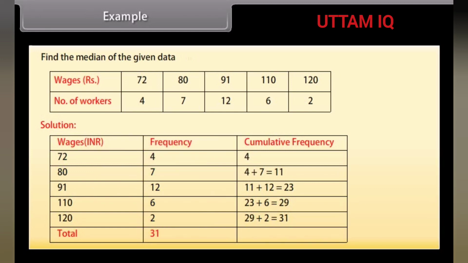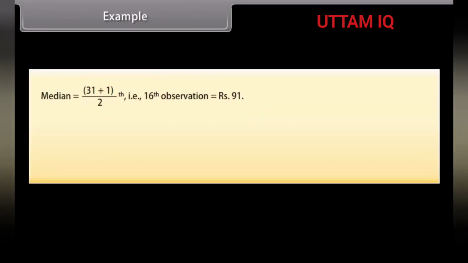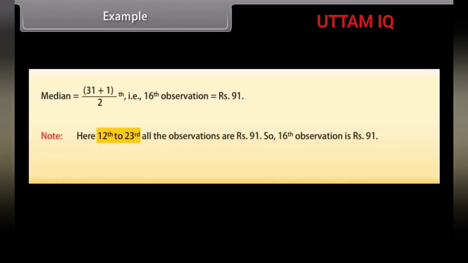After that, we have found the median, which is (31 plus 1) by 2th observation, that is 16th observation, which equals rupees 91. Here 12th to 23rd, all the observations are rupees 91. So, the 16th observation is rupees 91.